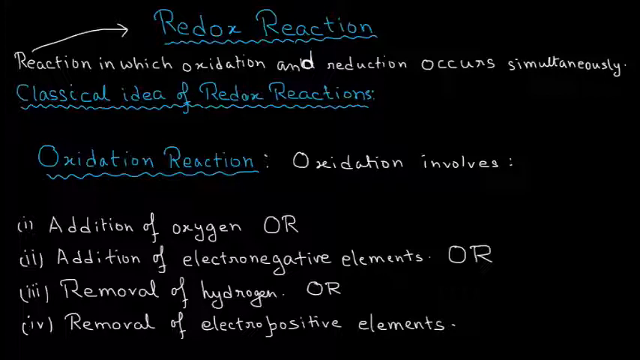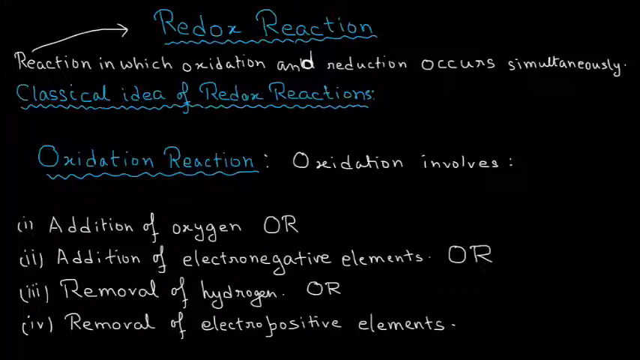First, what is redox reaction? Reaction in which oxidation and reduction occur simultaneously, that is called redox reaction. So we'll go to the details. What is oxidation? What is reduction? For now, just remember that if oxidation and reduction happen simultaneously in the same reaction, that is a redox reaction. Now we'll gradually get clear on those terms like oxidation and reduction.